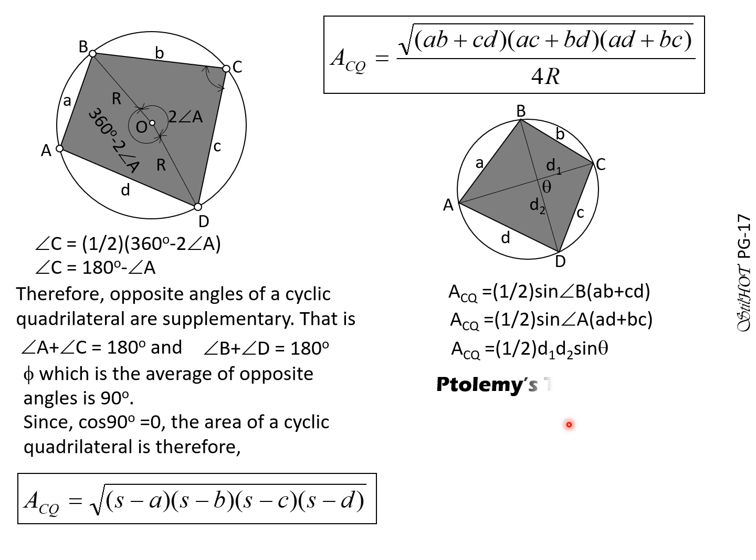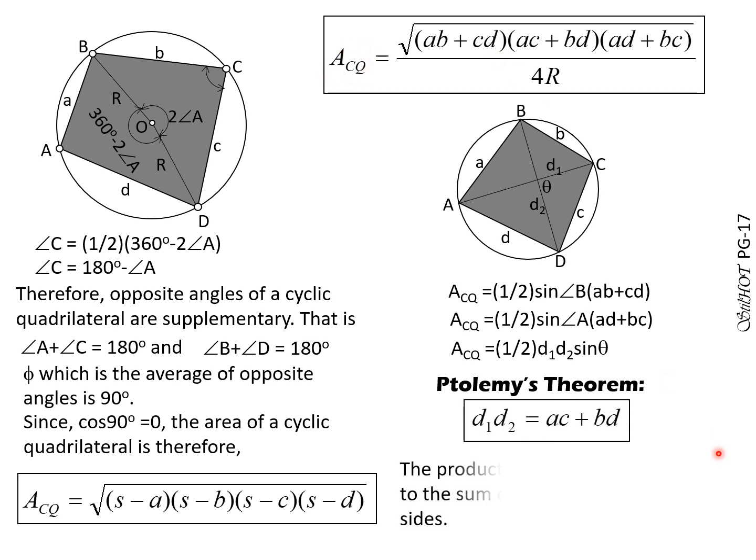Then we have Ptolemy's theorem. For the proof of this theorem, you can look it up on YouTube. I also prove this in my channel, particularly under Vita Mathematics. It states that the product of the diagonals, D1 and D2, is equal to the sum of the product of the opposite sides. So it equals AC plus BD. In other words, D1 D2 is equal to this middle factor here in the area of a cyclic quadrilateral. But it's better to state it in words.